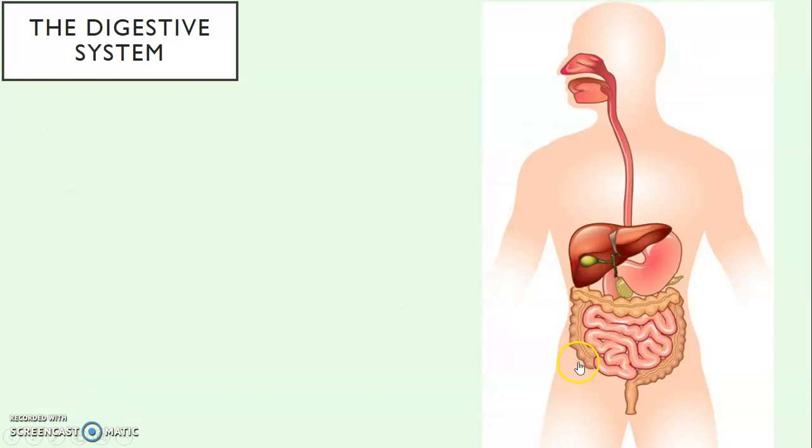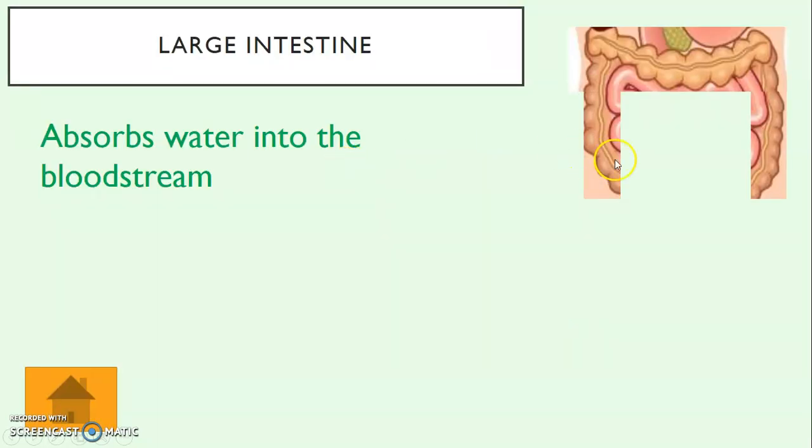From there, it will go into the large intestine. So the large intestine is shorter, but it's wider, which is why we call it the large intestine. And what happens here is the water is absorbed into the bloodstream. So the small intestine has absorbed all of the nutrients. So what we are left with is water and undigested food. So that passes through this large intestine, goes all the way around, and all of the water is absorbed.